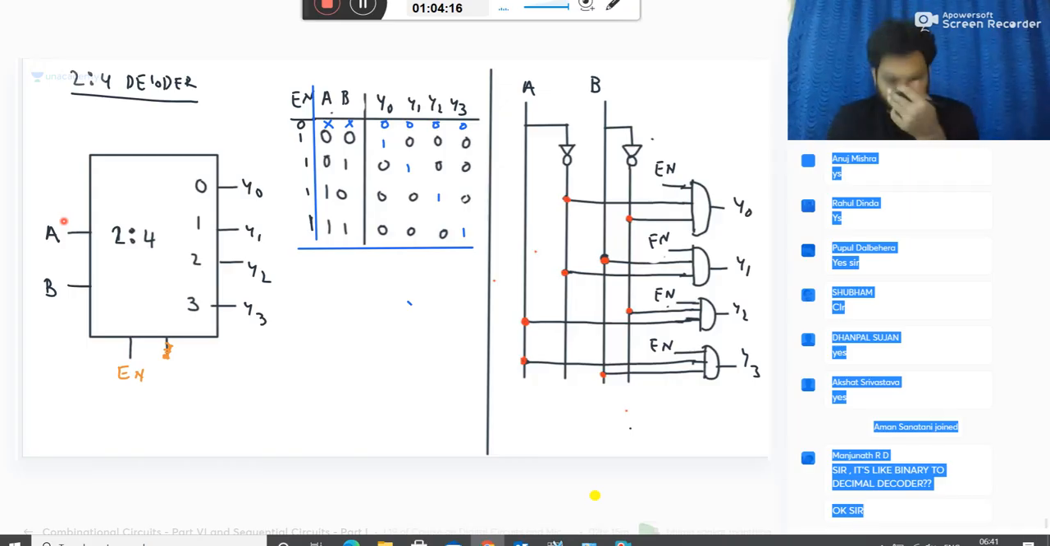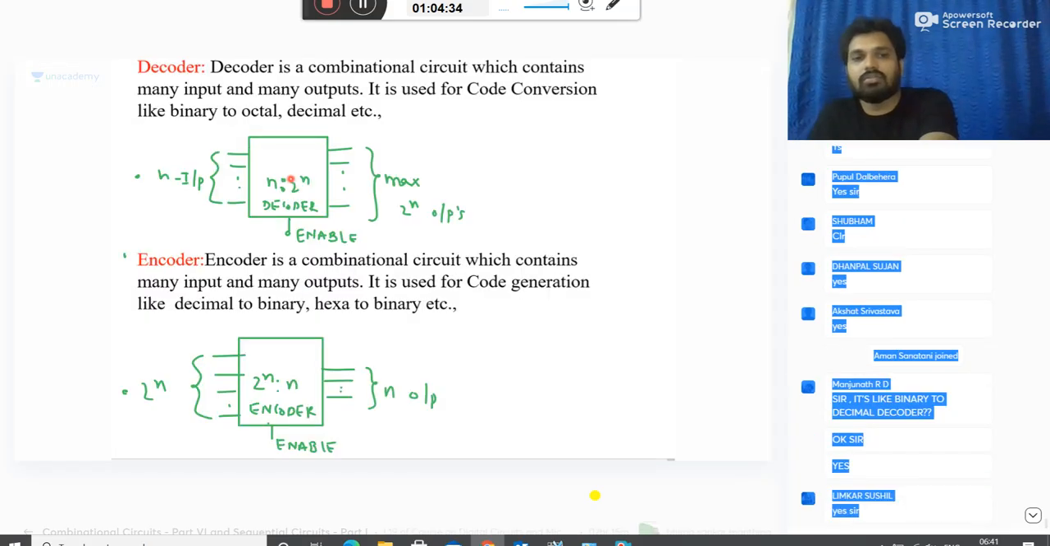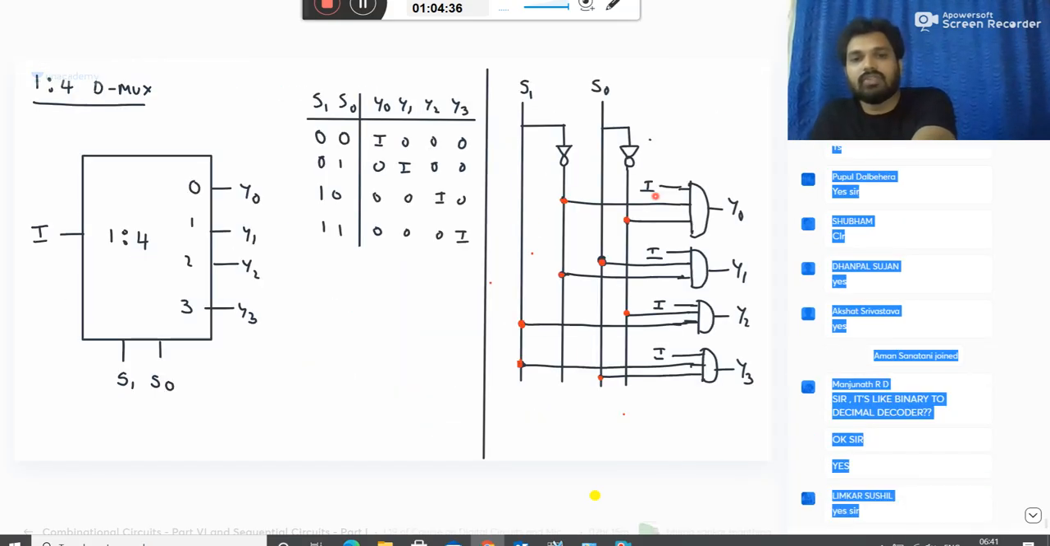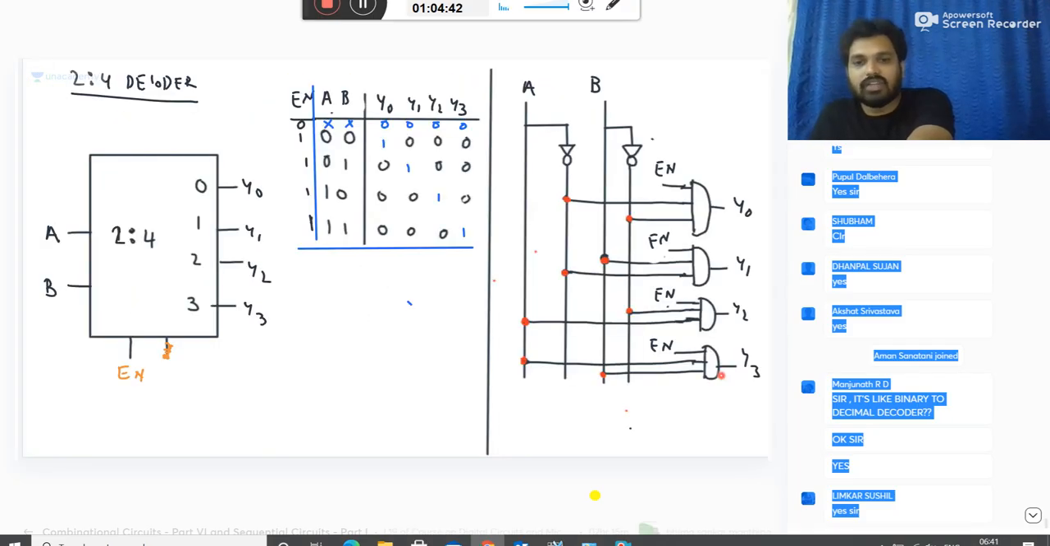So is everybody clear or not? You observe, when enable is 0, all will be zeros. When enable is 1, AB will decide whether it is 0, 0, Y0; 0, 1, Y1; 1, 0, Y2; 1, 1, Y3. Now, carefully observe one thing. Is this 1/4 DMUX figure and your 2/4 decoder figure same or different?